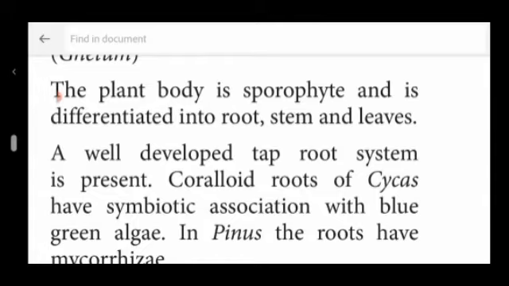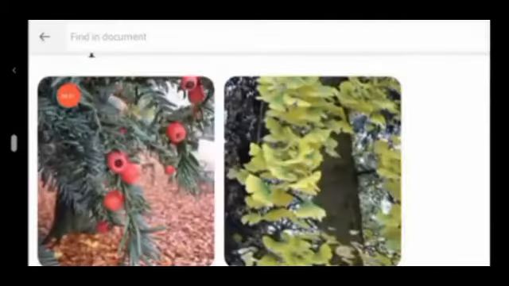A well-developed taproot system is present in gymnosperms. In pteridophytes, there is an adventitious root system, but in gymnosperms there is a taproot system. Coralloid roots also contain a symbiotic association with blue-green algae, cyanobacteria. In Pinus, the roots have mycorrhizae. Mycorrhizae is a symbiotic association between higher plant roots and fungi.